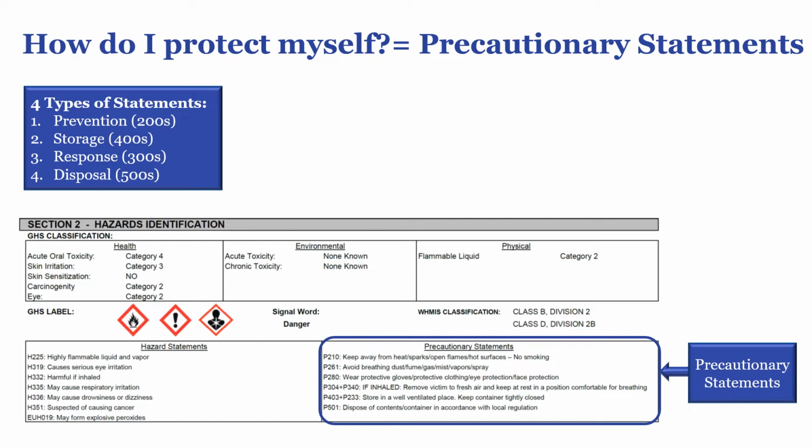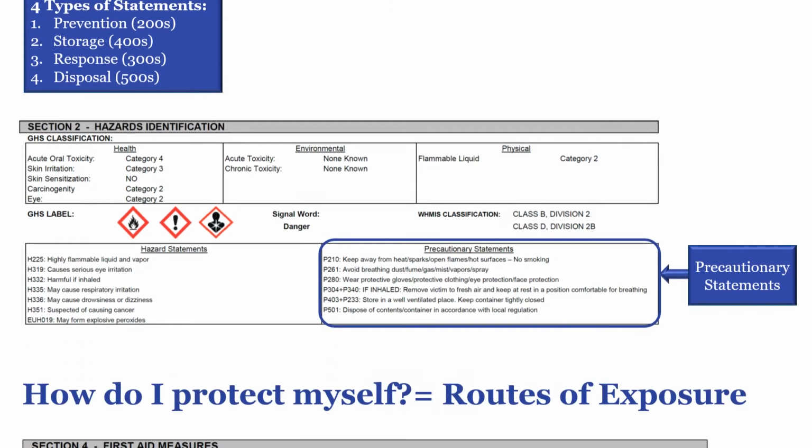On the P70 SDS, refer to Section 2, Precautionary Statements. An example of a prevention statement is: keep away from heat, sparks, open flames, and hot surfaces. No smoking. An example of storage is: store in a well-ventilated place and keep container tightly closed.